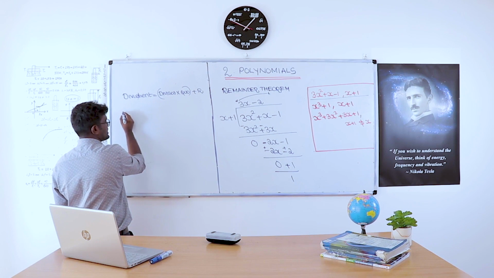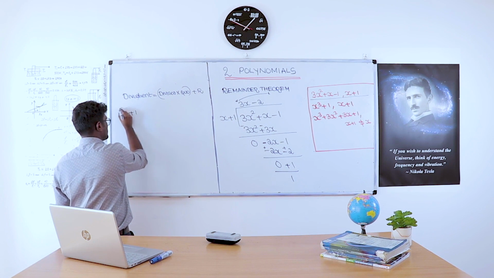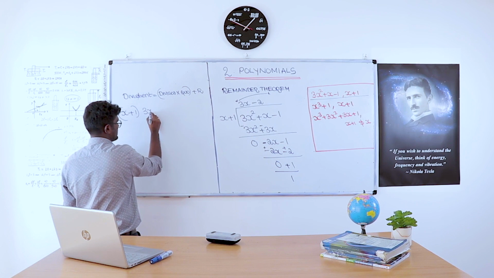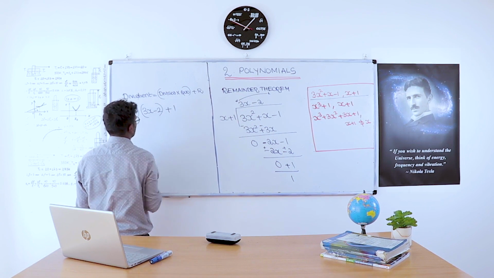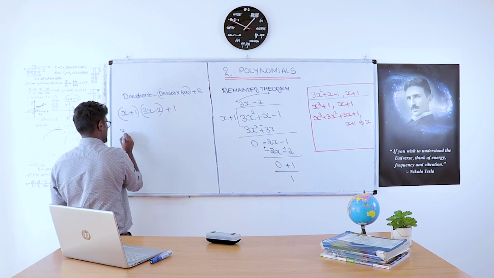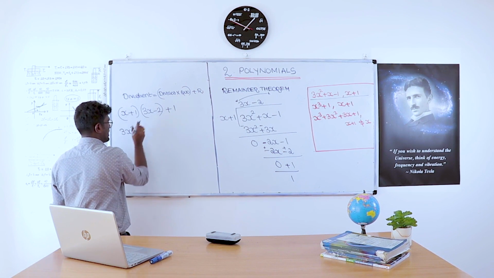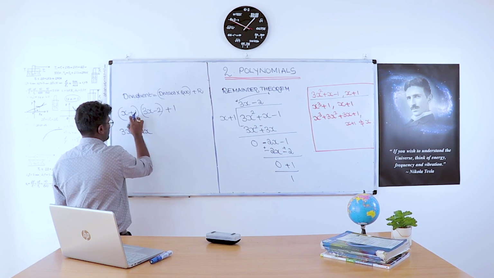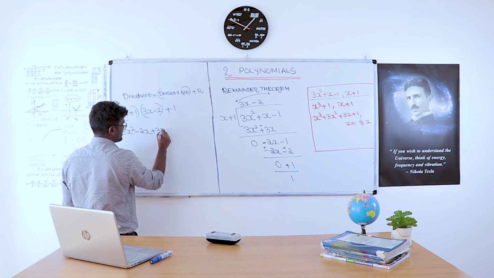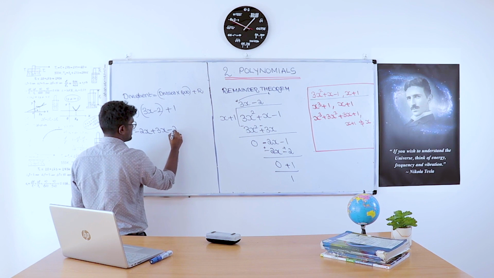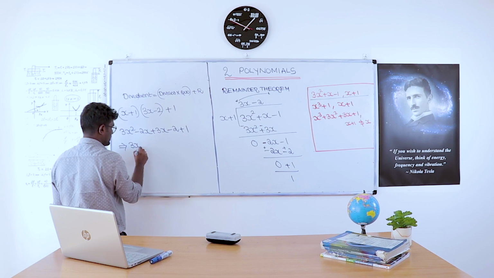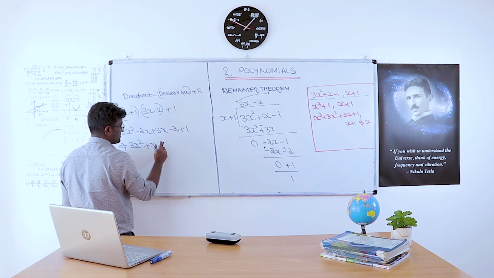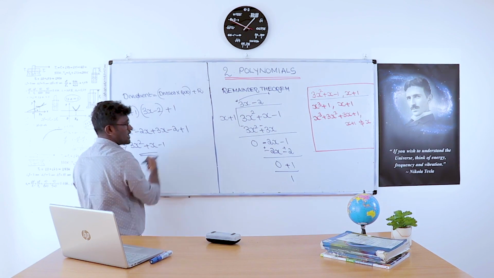So what about the divisor? x plus 1. What about the quotient? 3x minus 2. What about the remainder? Plus 1. So multiply x into 3x is 3x square. x into minus 2 is minus 2x. 1 into 3x is plus 3x. 1 into minus 2 is minus 2, plus 1. So this will become 3x square, minus 2x plus 3x is plus x, minus 2 plus 1 is minus 1. So this is the correct answer.